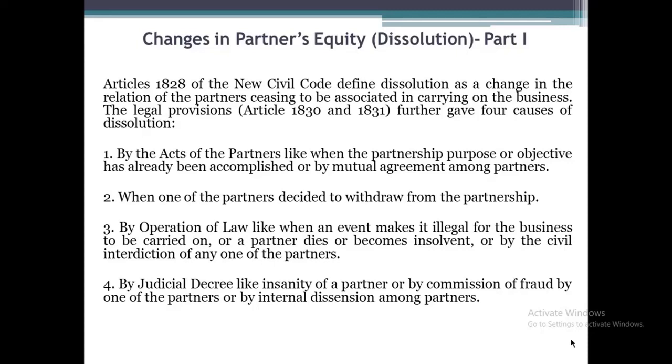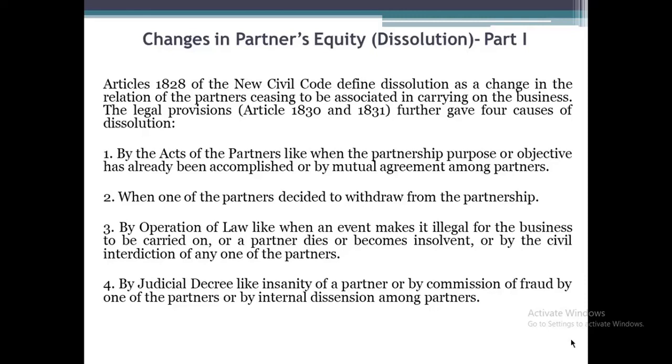Ayan, ganon. Number 3, by operation of law, like when an event makes it illegal for the business to be carried on. Like for example, may nakita yung government na fraud na nangyayari or illegal na nangyayari dun sa business. Siyempre, papatigil nila yon yung operation ng business, madi-dissolve yung partnership, papaklose nila yung business. Or a partner dies or becomes insolvent.